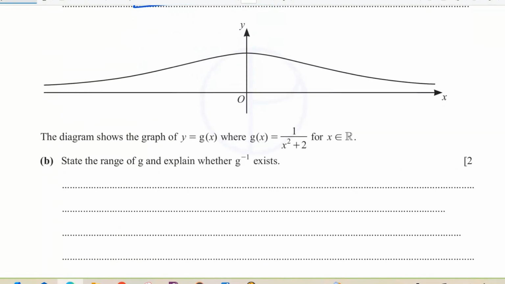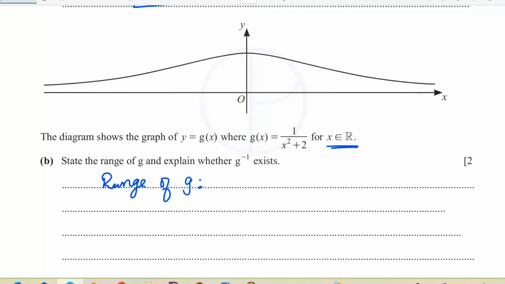The big part of the question is the diagram shows the graph of y is equal to g of x, where g of x equal to 1 over x square plus 2. State the range of g and explain whether g inverse exists. Range of g. So x is a real number.